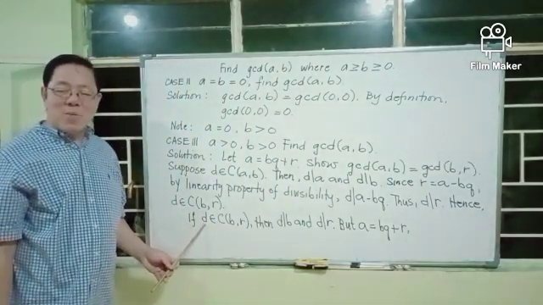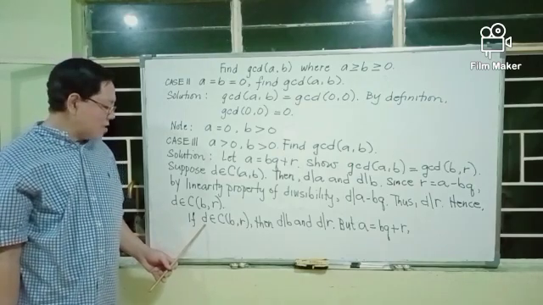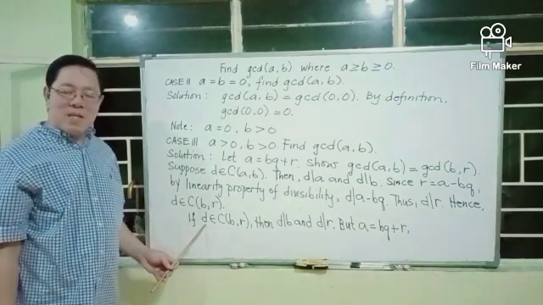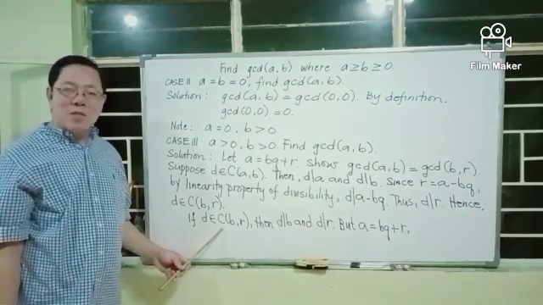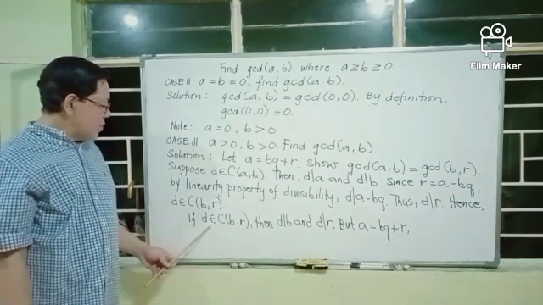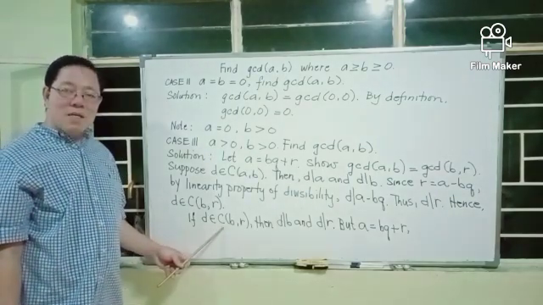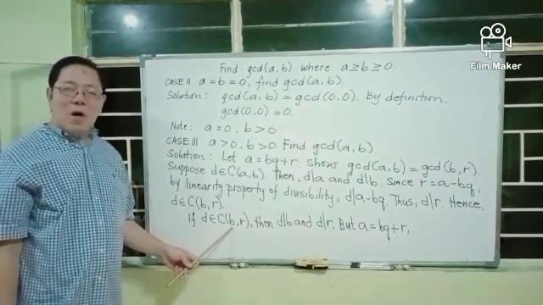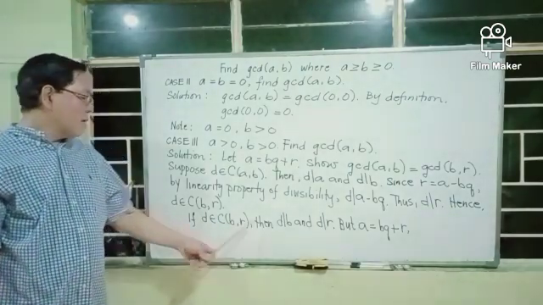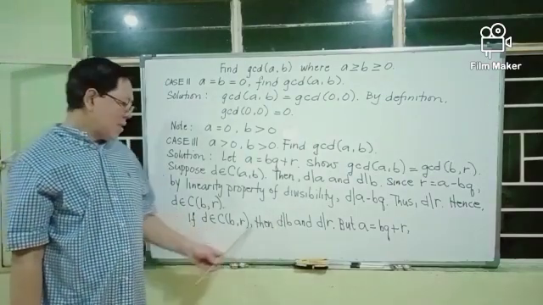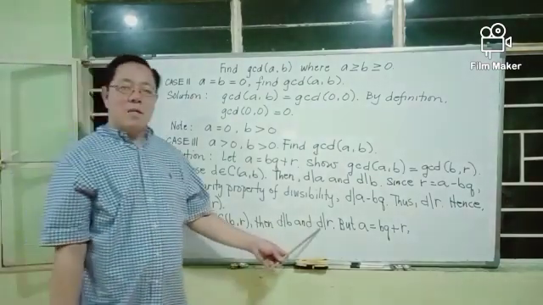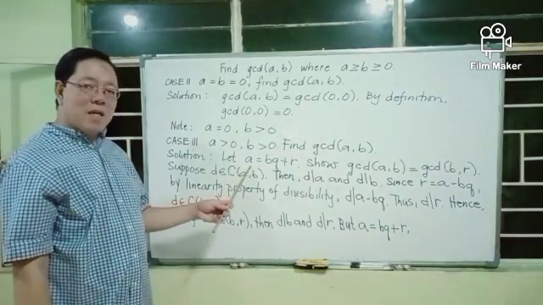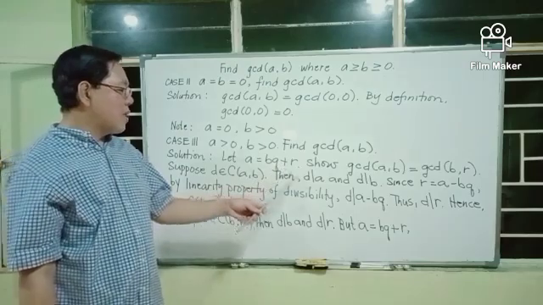To be consistent with our notation, we take the same letter D to represent any arbitrary element of the set of common divisors of B and R. If D is an element of this set C of BR, that means D is a common divisor of B and R, then D divides B and D divides R. But we let A equal BQ plus R.